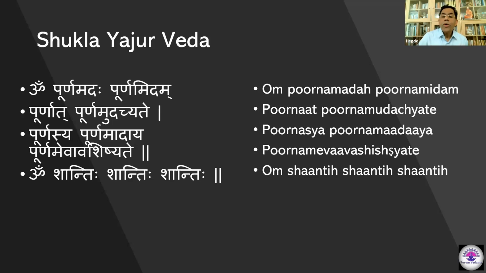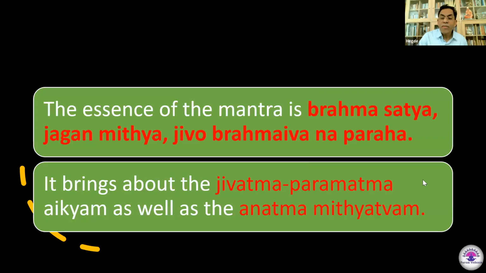Now, Om Purnamada, Om Purnamidam, Purnat Purnamudachyate, Purnasya Purnamadaya, Purnamevavashishyate, Om Shanti, Shanti, Shanti. The essence of this mantra, if you have to understand, is only the essence of all Vedanta. Brahma Satyam, Jagan Mithya, Jivo Brahmaiva Naparaha. It brings about Jivatma, Paramatma, Aikyam, and more than that, about Anatma being Mithya.